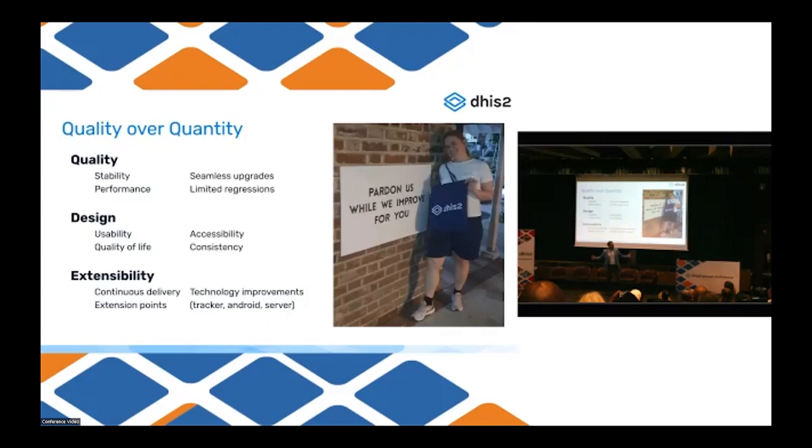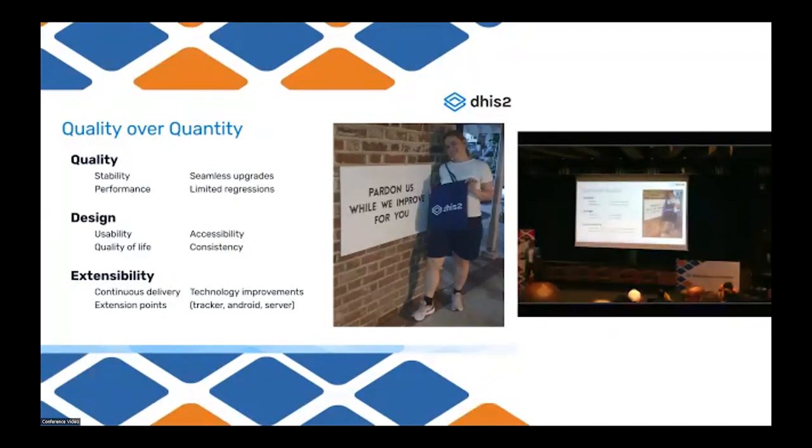It's going to be a year of focusing on these things, which means there might be a few fewer features. I'll talk about a lot of the features that are exciting and coming up as well. But we're going to focus on quality, design, and extensibility so that we can provide this solid foundation. This means we'll work on stability and performance. We want to make upgrades as seamless and risk-free as possible, and we want to limit regressions that we introduce in version 41. We want to focus on design as well.